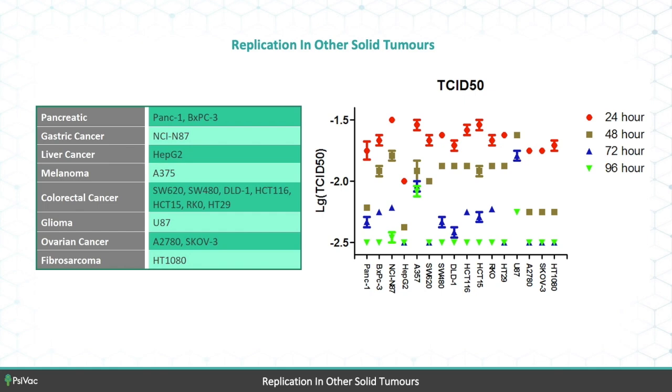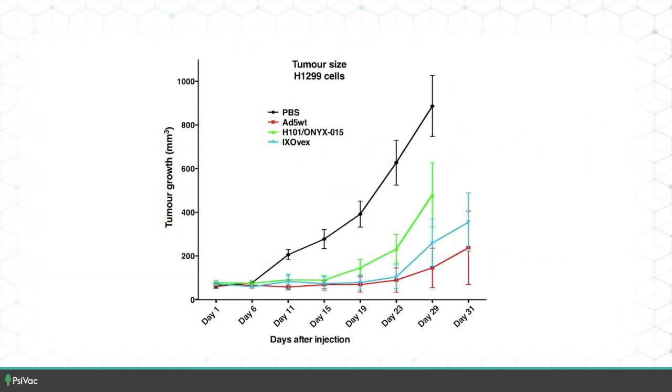We then decided to test PsiVac in 16 solid tumor cell lines to assess how well it replicates. We were delighted to see that the virus replicated extremely well in every other solid tumor: pancreatic, gastric, melanoma, colorectal, glioma, ovarian, and fibrosarcomas. We then conducted in vivo studies on immune-deficient nude mice with human non-small cell lung carcinoma injected into the flank. We see that the control of tumor growth is as impressive with PsiVac as the wild type and superior to Onyx 015 H101.